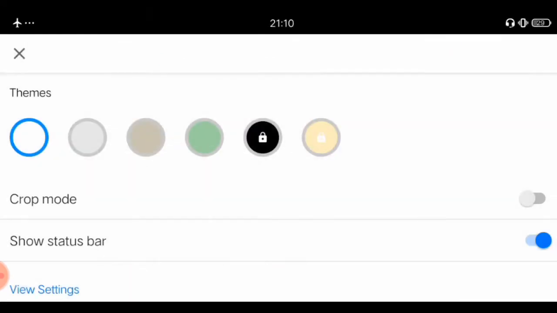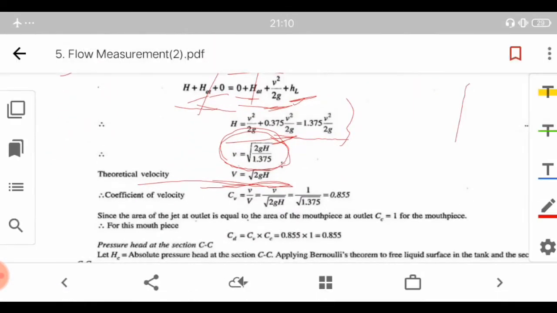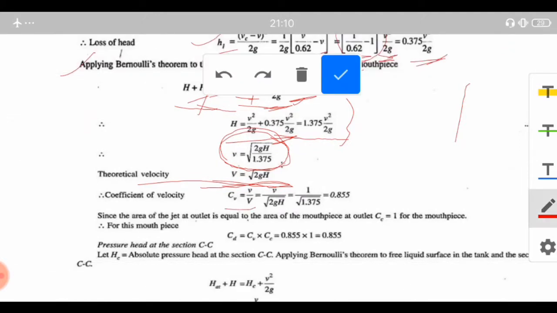So the coefficient of velocity, that is Cv, equal to V actual upon V theoretical, will be obtained like this, and it will be equal to 0.855. Since the area of the jet at outlet is equal to the area of the mouthpiece at outlet, therefore Cc is equal to 1. For this mouthpiece, Cd is equal to Cv times Cc, which is equal to 0.855 times 1. Therefore Cd is equal to 0.855.